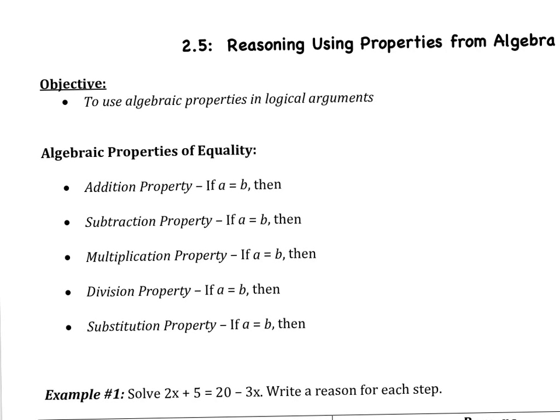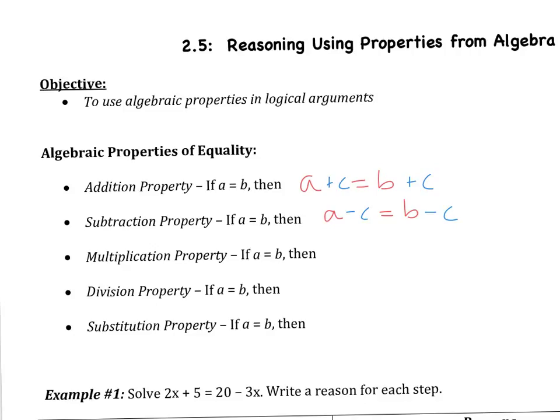If A equals B, then I can add the same number to both sides. So I have A equals B. I can add C to both sides. Has to be the same number or the same object to both sides. Subtraction property is the same. If I have some statement like A equals B, I can subtract the same number from both sides.